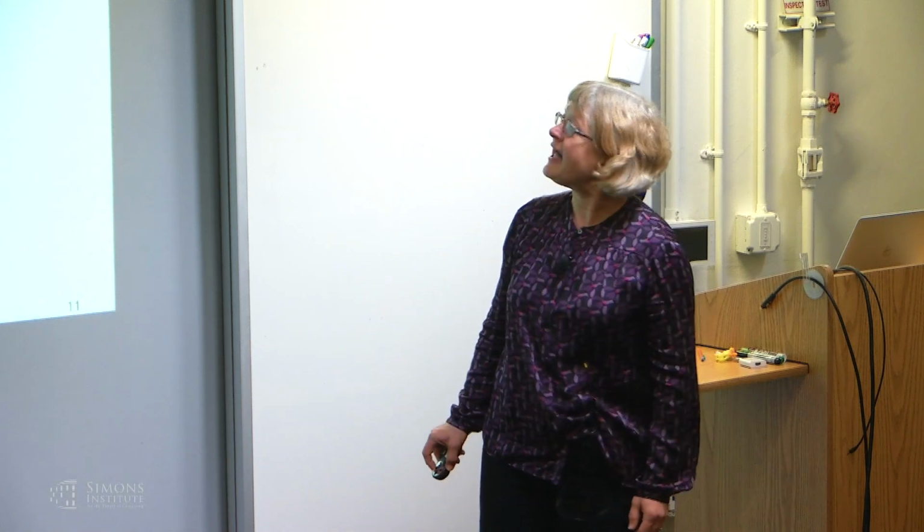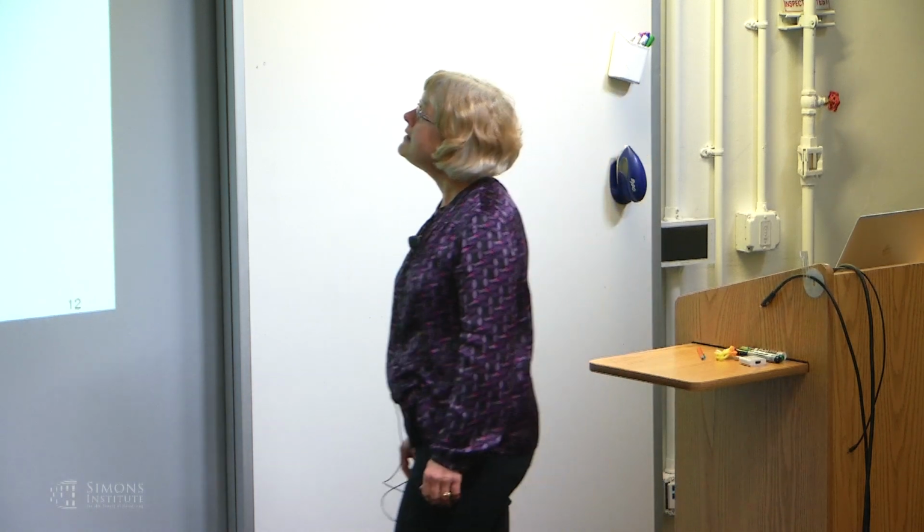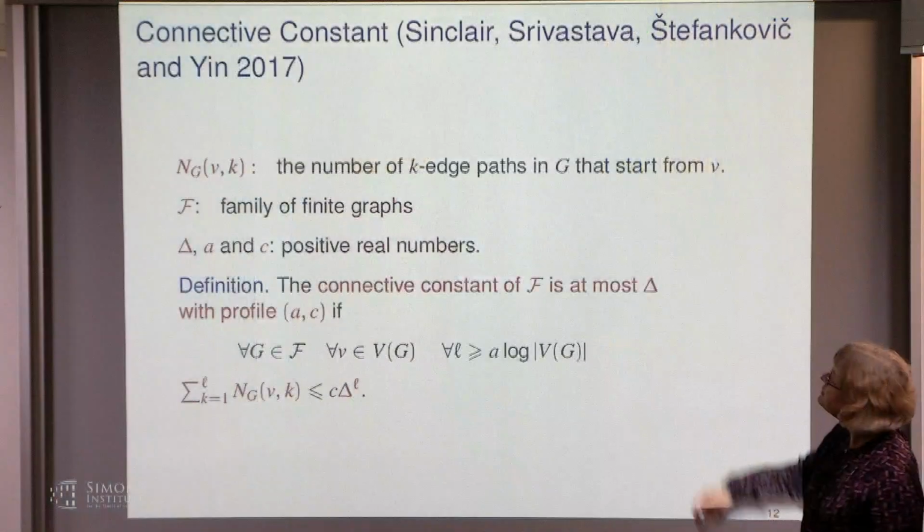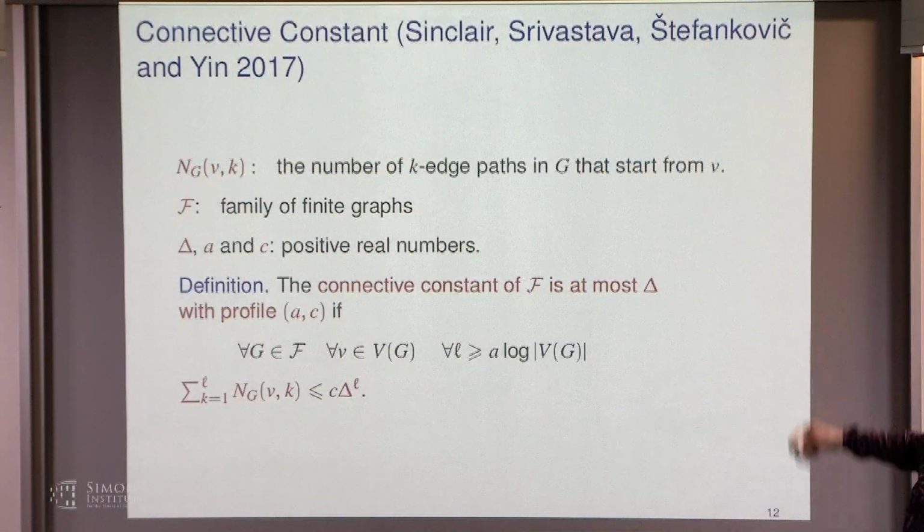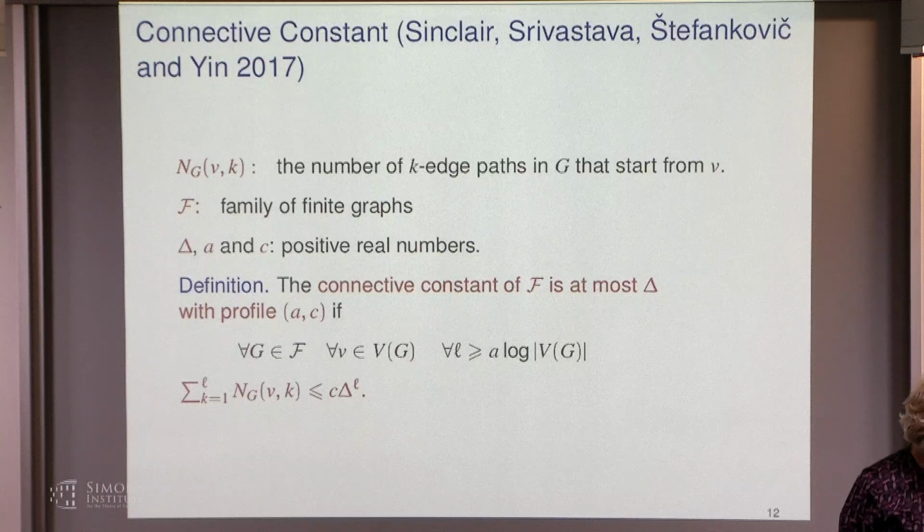I looked at nowhere dense, a graph class that includes all sorts of stuff; for example, planar would be way below it. So I think there's a long way to go before we could tackle anything like that. But what we did do is look at the connective constant, which had already been studied for the positive reals by Sinclair, Srivastava, Stefanković, and Yin.